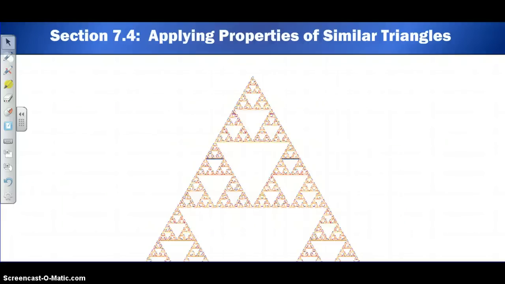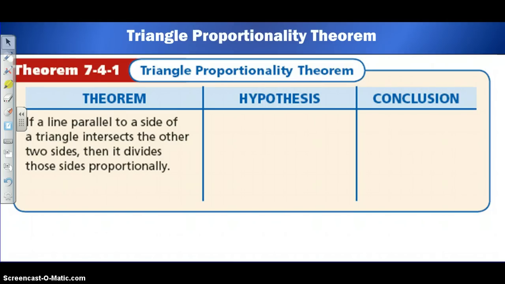Today we're going to learn section 7.4. I'm going to go over some theorems and we're going to talk about how to apply some properties of similar triangles. First is our theorem, the triangle proportionality theorem, and it says if a line parallel to a side of a triangle intersects the other two sides, then it divides the sides proportionally.